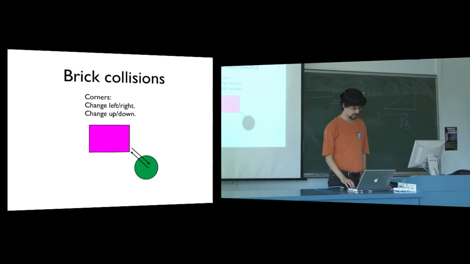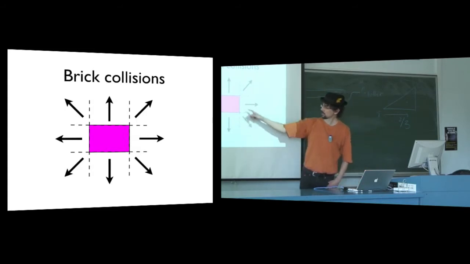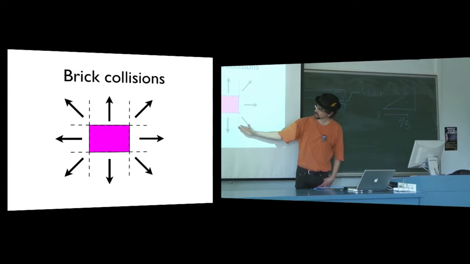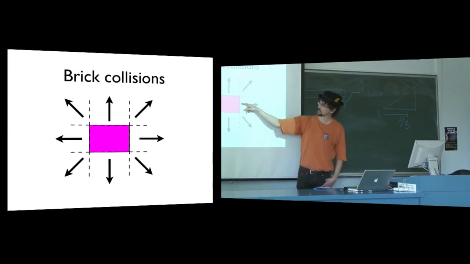So to summarise, that's kind of the changes that we're going to make, depending on where we hit it. And we can sort of divide the world up into these 8 quadrants. If the ball is in this quadrant when it hits the brick, then it'll bounce off that way. If it's in this quadrant, it'll bounce that way, and so forth.